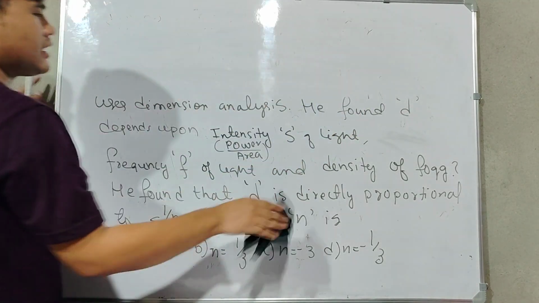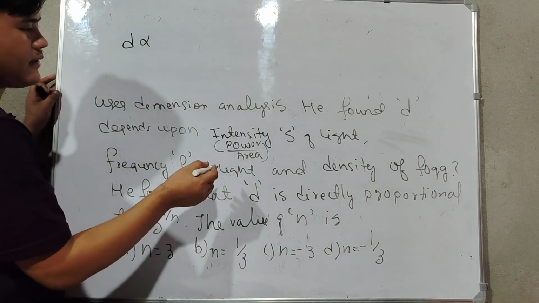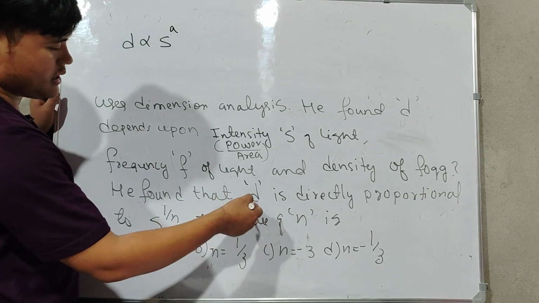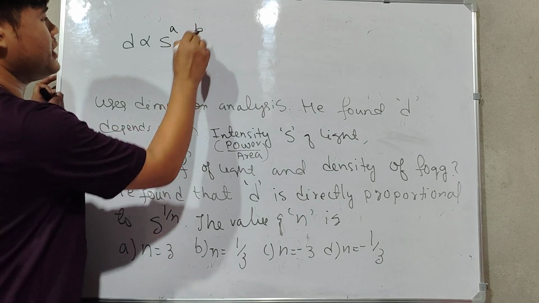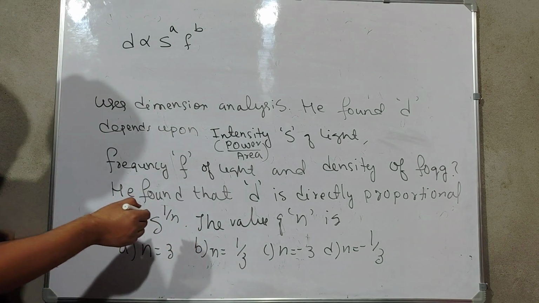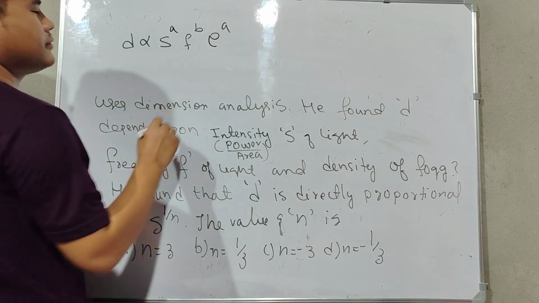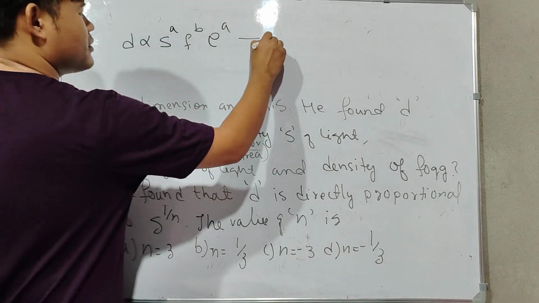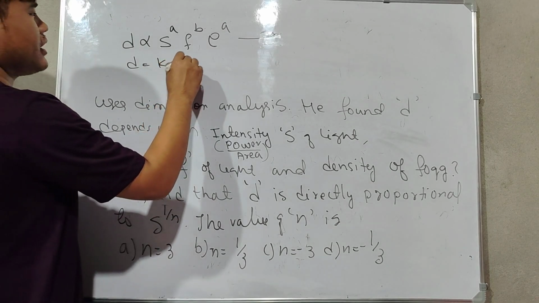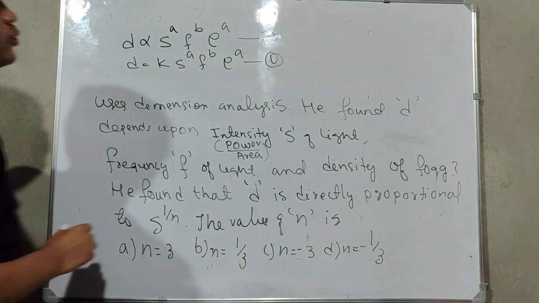So let's solve what is given in the question: D is directly proportional to S, let its power be A, and then we have frequency, let its power be B, and then density, let its power be C, right? Let these be the equations. So D = K S^A F^B rho^C. Let this be equation 1.